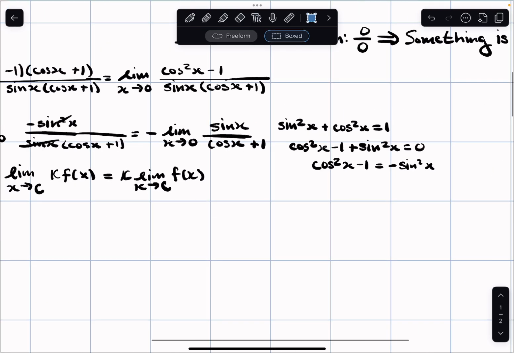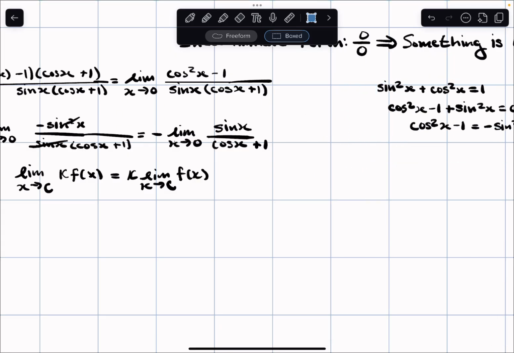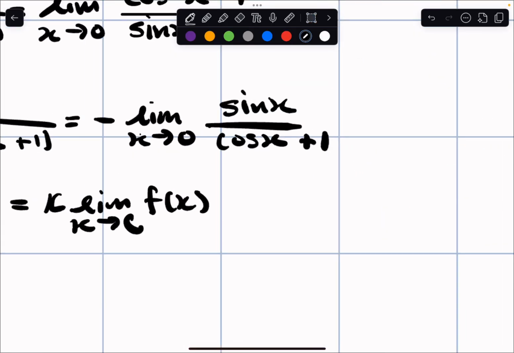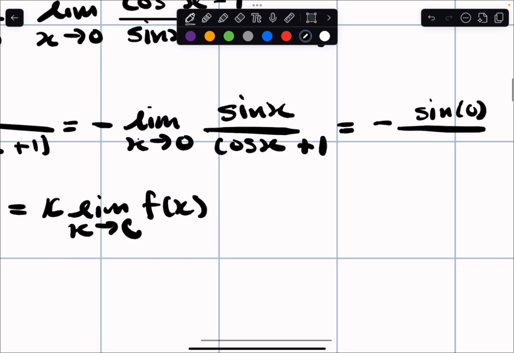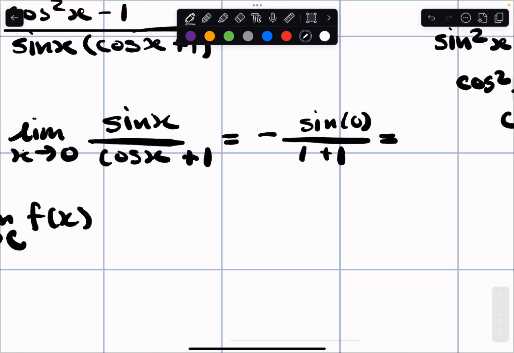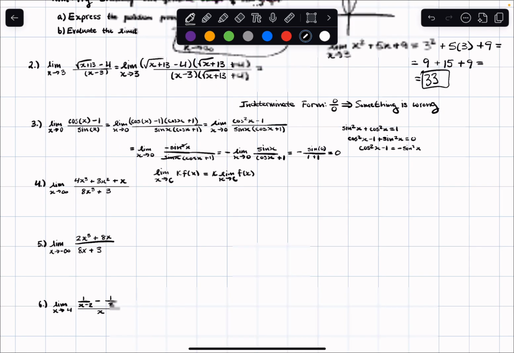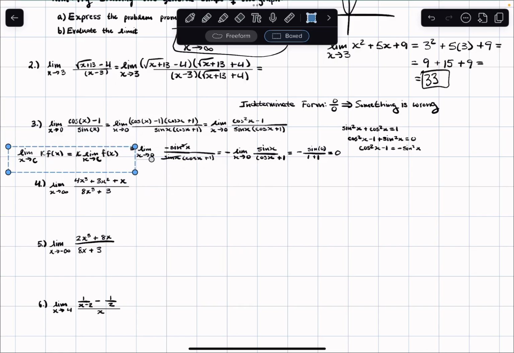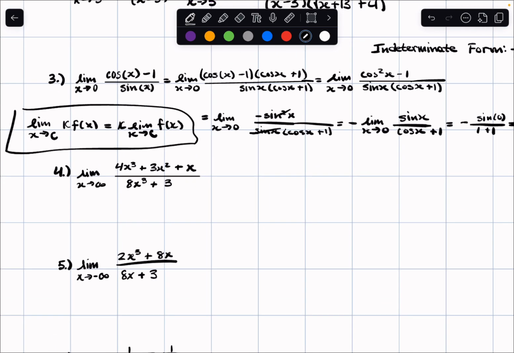Now, what happens when we try to plug 0 in for this expression? Well, we get minus sine of 0 divided by cosine of 0, which is 1, plus 1. And sine of 0 is 0, and since 0 is on the numerator, we're not dividing by 0, and therefore this limit is 0. And this is a new property that we discovered of the limit operator.